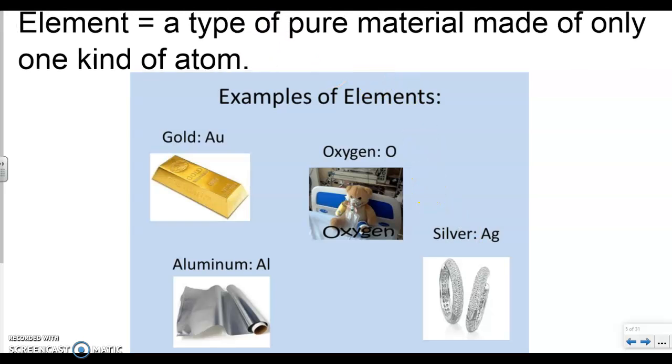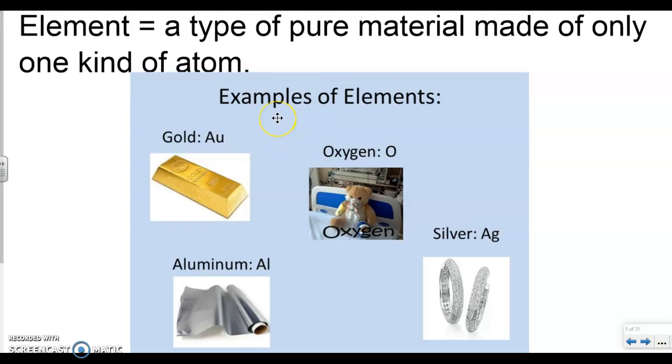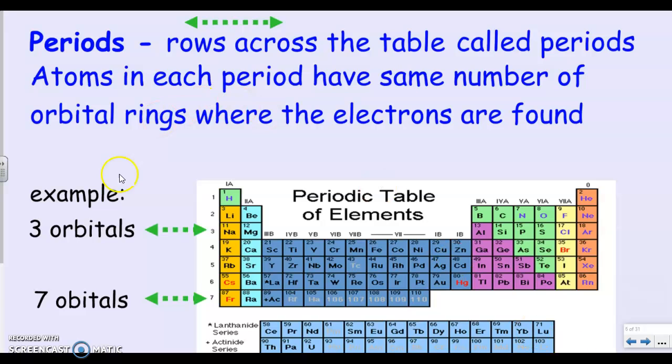So what does it mean to be an element? An element is basically a pure material that is only made of one kind of atom. So we look at our periodic table and we have so many elements, 118 of them. Oxygen as a gas, silver in a ring, aluminum in foil, and gold in their pure forms are on the periodic table of the elements.